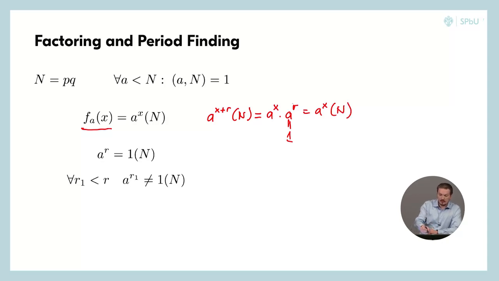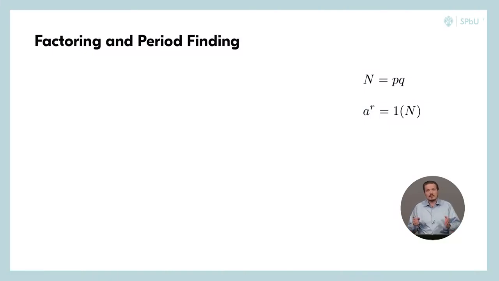Okay, so this r is a period of this function, and you remember that Shor's algorithm allows us to search for a period. So imagine that we employed Shor's algorithm, and for this function fa defined by this random number a, we found this value r, its period. Now let's assume that we are lucky today and this r happens to be even. Now what does it give us?